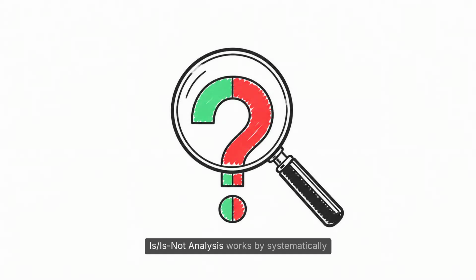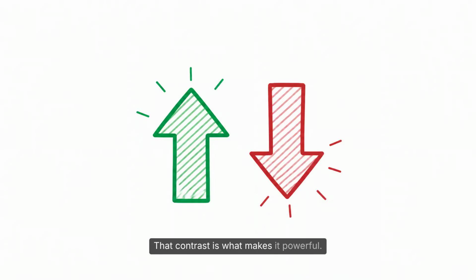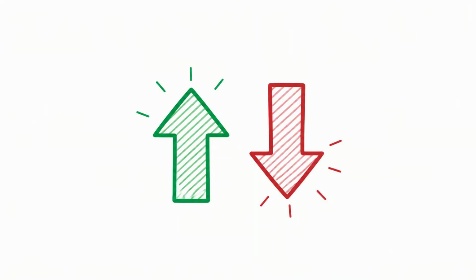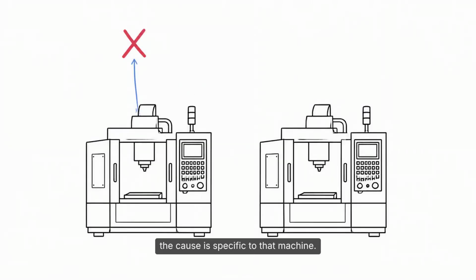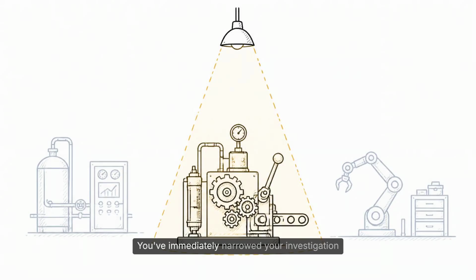Is/is not analysis works by systematically asking, where does this problem appear and where does it not appear? That contrast is what makes it powerful. If a fault occurs on one machine but not on an identical machine next to it, the cause is specific to that machine. You've immediately narrowed your investigation before you've collected a single data point.